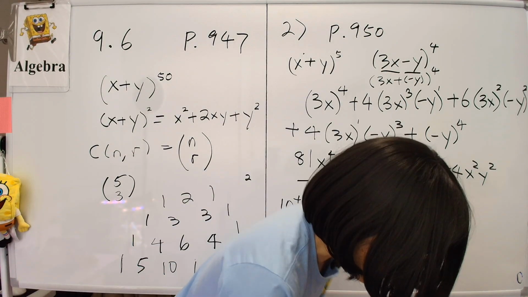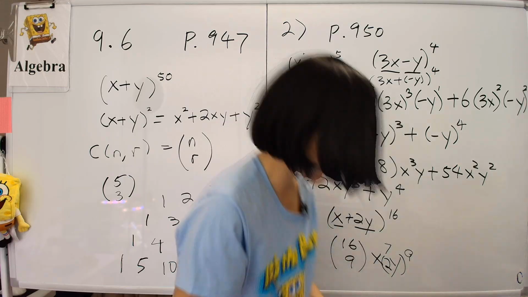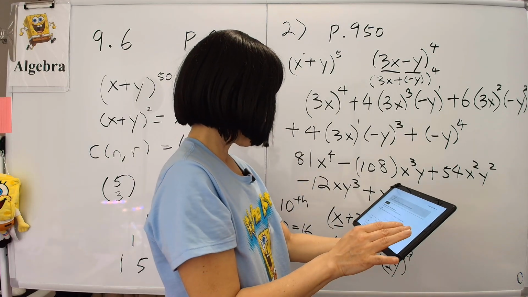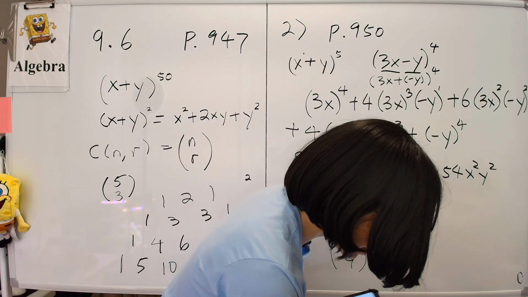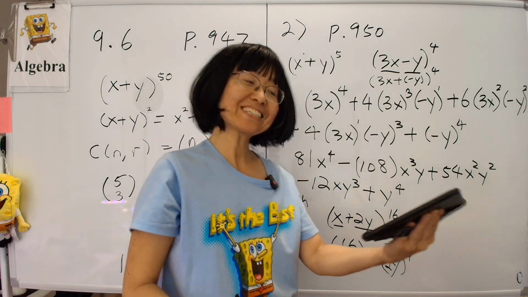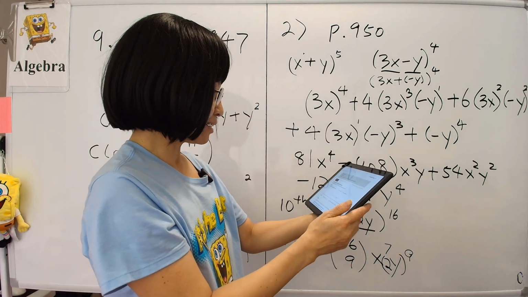That is 585... let's see, is that right? Let me check what the book says. 585728. Yep, that is correct.